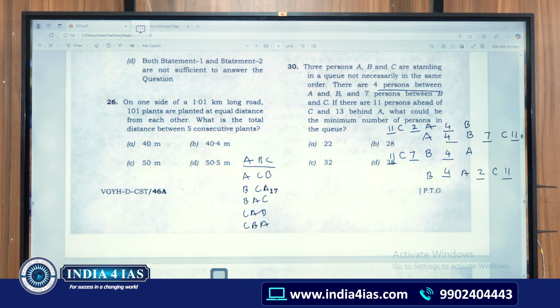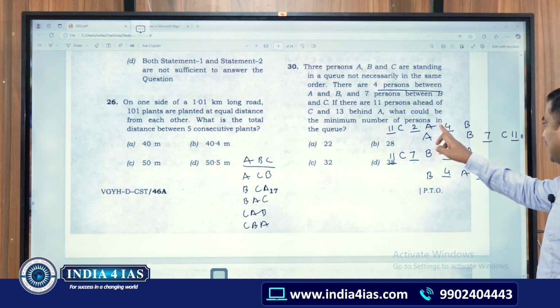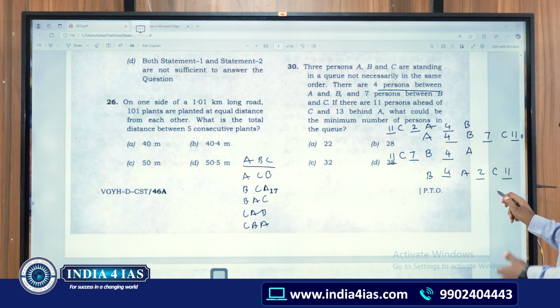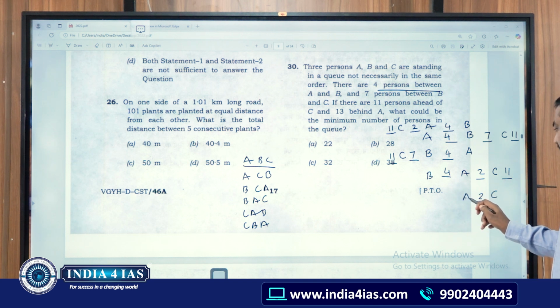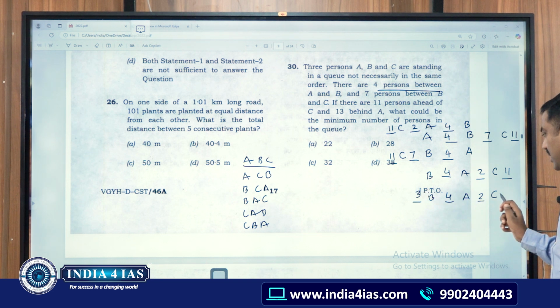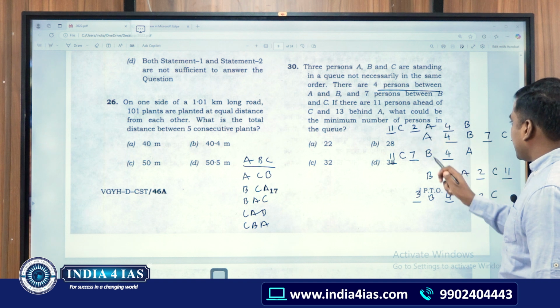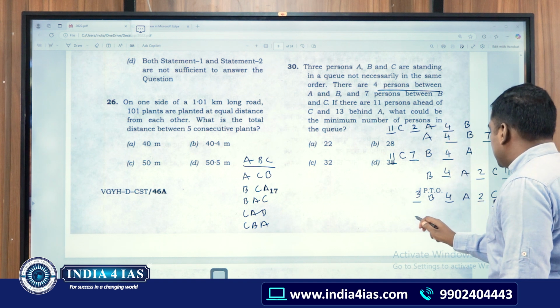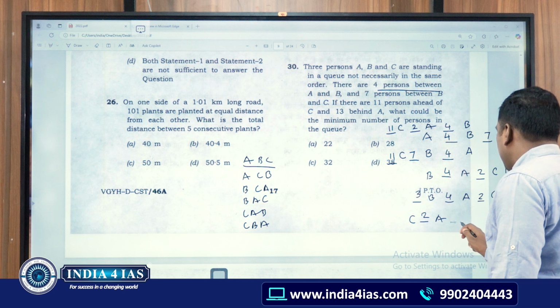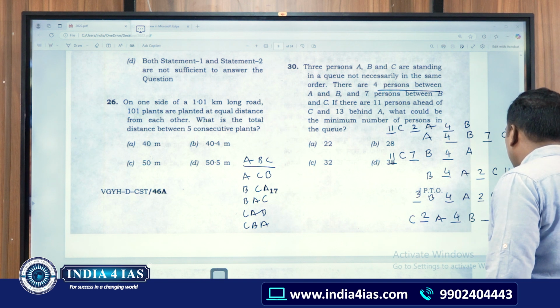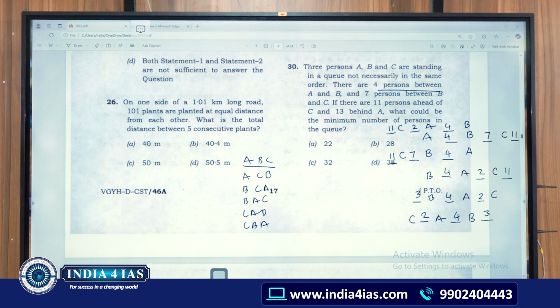But one chance is there. How do you count? This way. Only in this case and this case. For example, C is here and 2 persons here, A is here, 4 persons here, and B is here. So, totally 8 persons. Another 3 persons will be there in front of C. So, even in this case, if you reverse the case, here C, then 2 persons, A, then 4 persons, then B, then other 3 persons here. So, these are the 6 ways that we have.